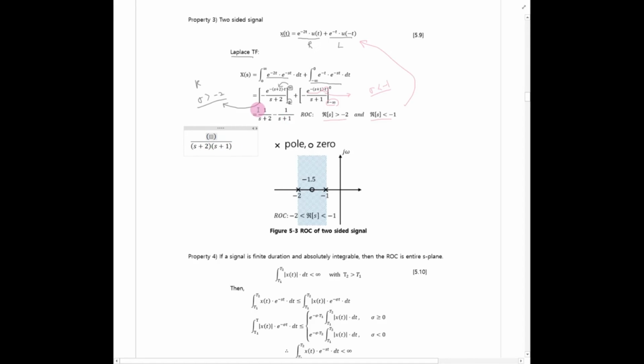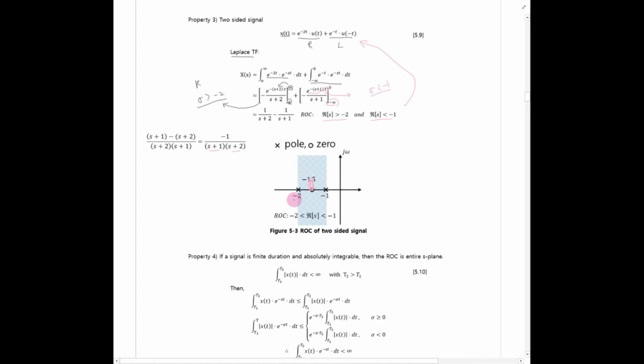Then this goes to the numerator: s plus 1 minus s minus 2, over s plus 2. Then it will give -1 over s plus 1, s plus 2. This means that there are no zeros, so this is a wrong thing. This is a typo. There are no zeros. There are only -1 and -2.